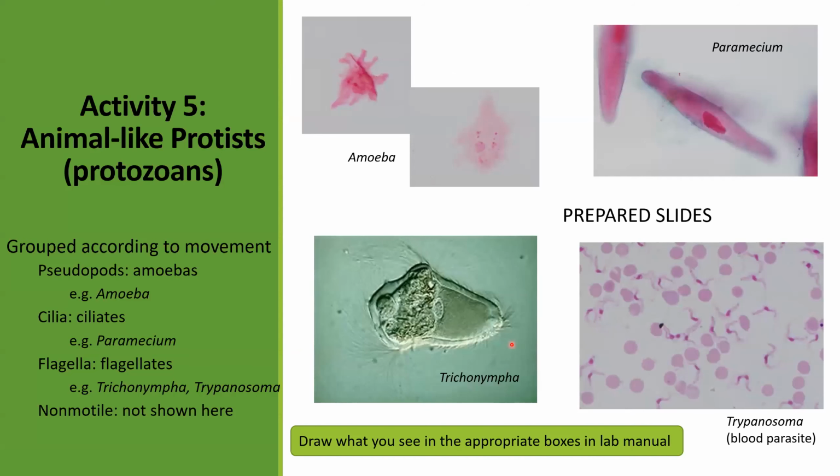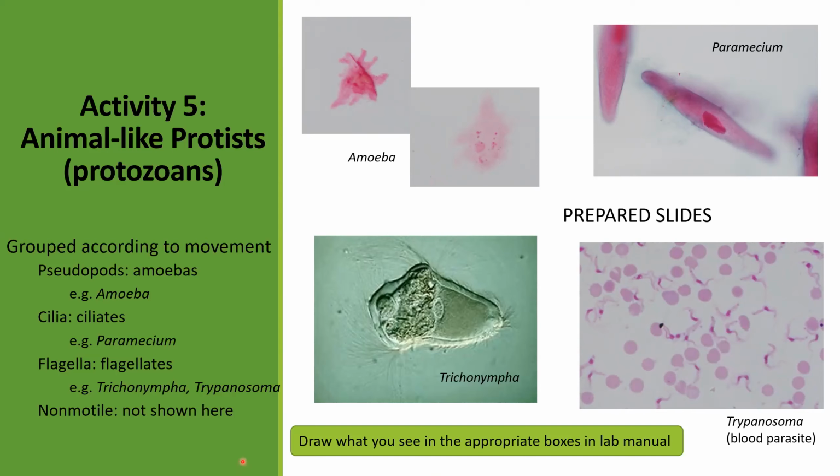So we're going to start with animal-like protists, and we're going to look at amoebas. We're going to look at a type of ciliate, which is a paramecium, and then different types of organisms. For example, the trypanosoma, which is a blood parasite, which is shown here.